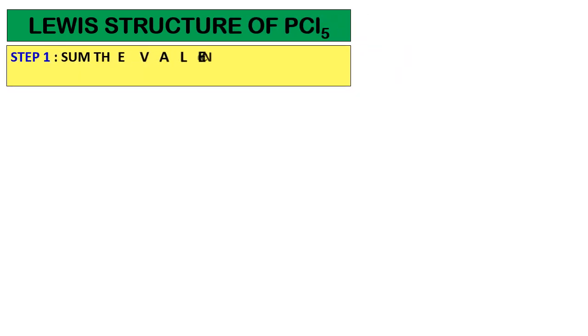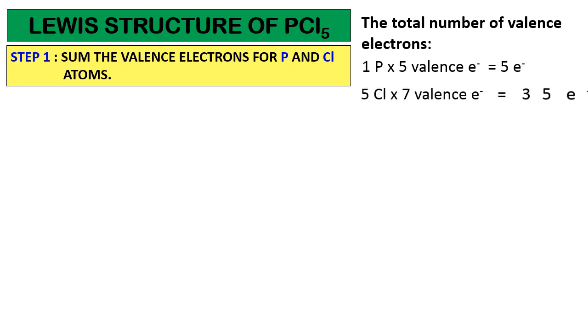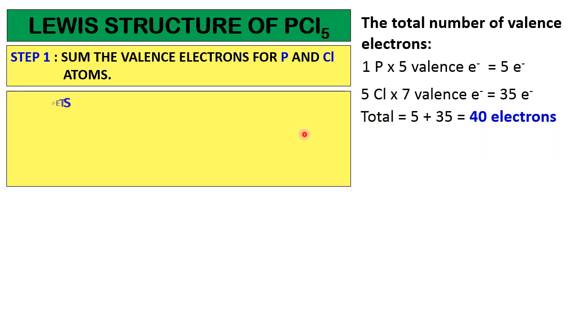Okay, so now let's try another example, PCl5, which is phosphorus pentachloride. Phosphorus is in group 5, so it will have 5 valence electrons, and chlorine is in group 17, so it has 7 valence electrons. So 5 electrons from phosphorus, and there are 5 chlorine atoms, so 5 times 7, you will have 35 valence electrons. So the sum of the valence electrons is equal to 40.